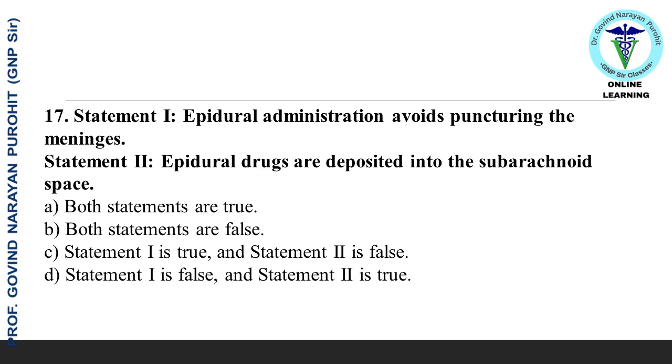17. Statement 1. Epidural administration avoids puncturing the meninges. Statement 2. Epidural drugs are deposited into the subarachnoid space. A. Both statements are true. B. Both statements are false. C. Statement 1 is true, and statement 2 is false. D. Statement 1 is false, and statement 2 is true. The correct answer is option C. Explanation. Epidural injections are placed in the epidural space, not the subarachnoid space, avoiding meninges penetration.